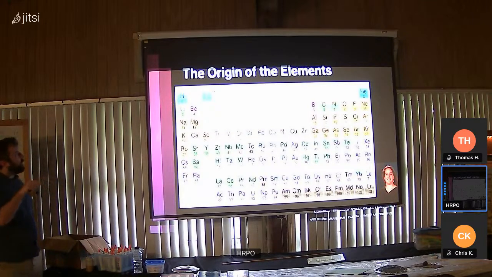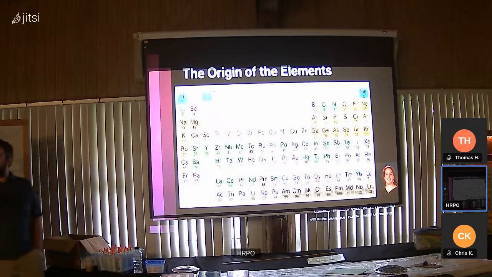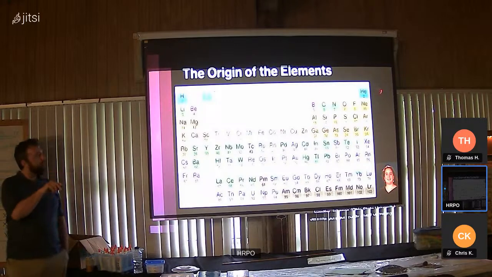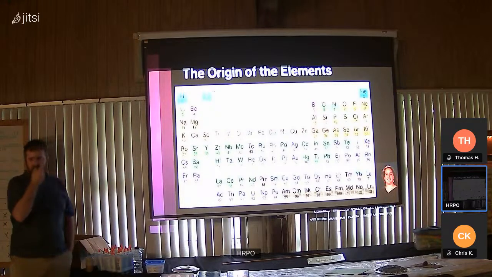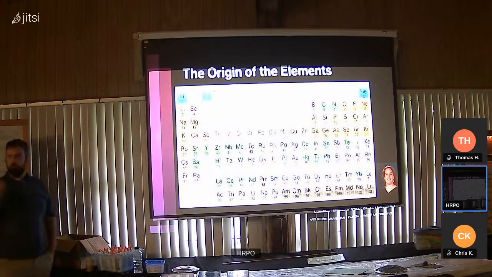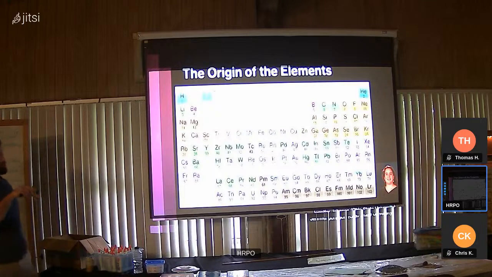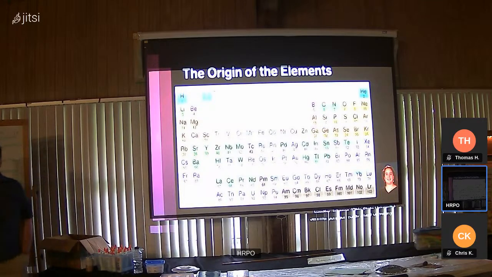So the Big Bang occurred, the universe was created, and the elements that were created at that time were mostly hydrogen and helium, and then a tiny amount of lithium and a few slightly heavier elements. But very little in the way of diversity of chemical elements. The rest had to be created in the cores of stars or in explosive processes in the universe.